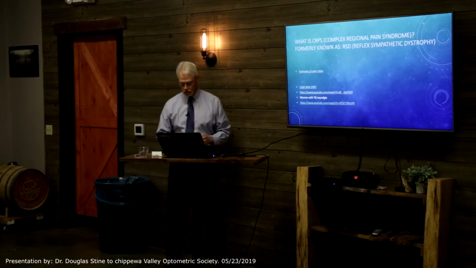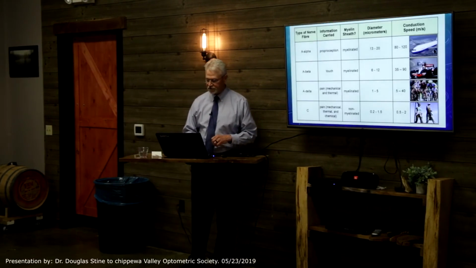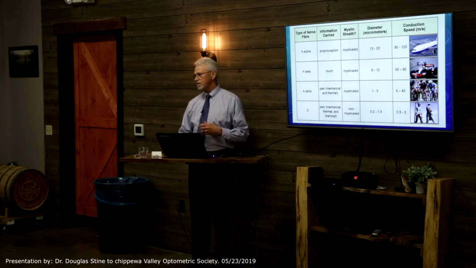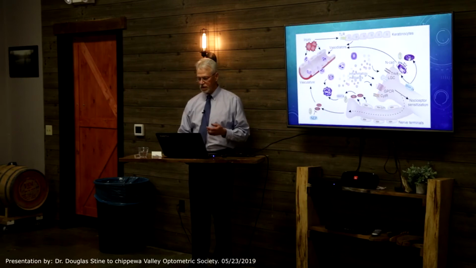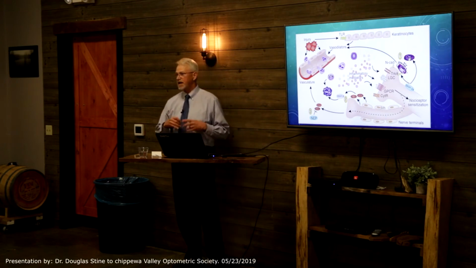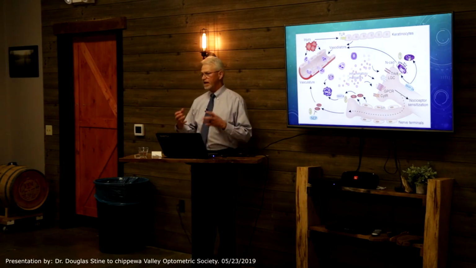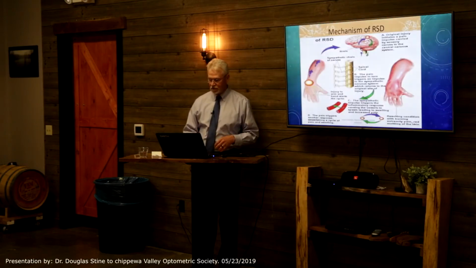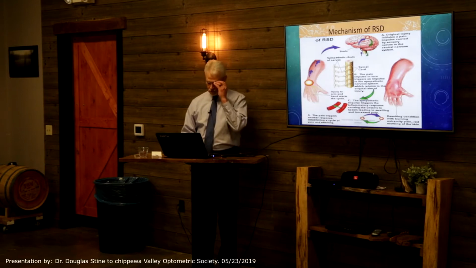It used to be called reflex sympathetic dystrophy, and it was proven not to be caused by the sympathetic nervous system. It is caused by an error in the vascular system, not the sympathetic nervous system. This is the drawing that came out originally to explain reflex sympathetic dystrophy.